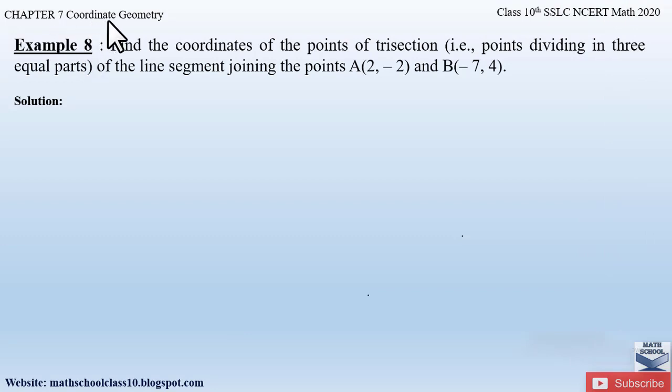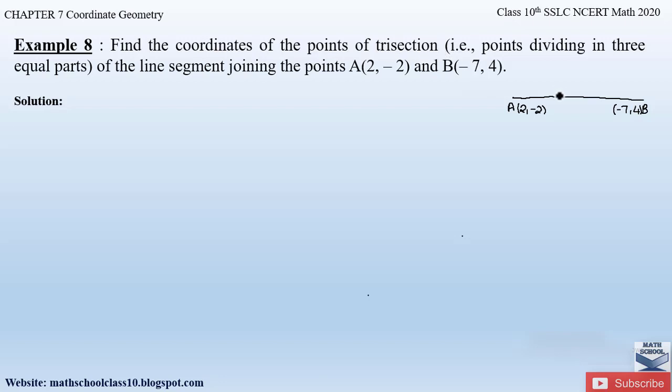Example 8 from chapter 7 coordinate geometry says: find the coordinates of the points of trisection, that is, the points dividing in three equal parts the line segment joining the points A and B. Let me explain first. There is a line segment AB whose coordinates are given as (2, -2) and (-7, 4). We have to find the coordinates of the points of trisection.